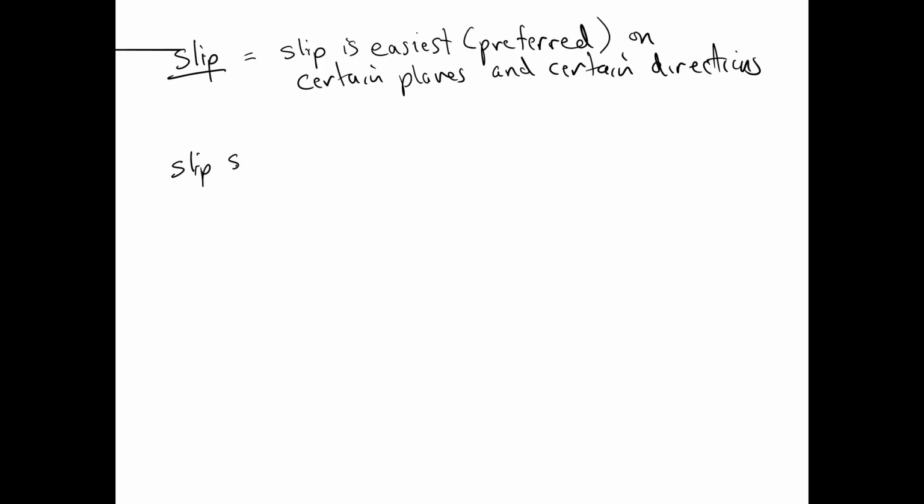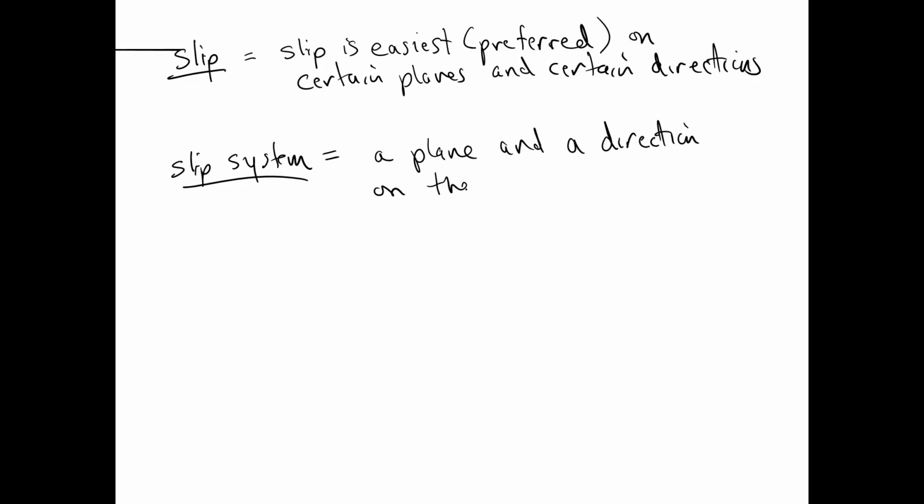And this idea of a slip system, we'll define that. A slip system is a plane and a direction on that plane where slip occurs. So the key thing in that statement is that the direction has to be on the plane. It can't slip out of the plane. So the direction on that plane where slip occurs.